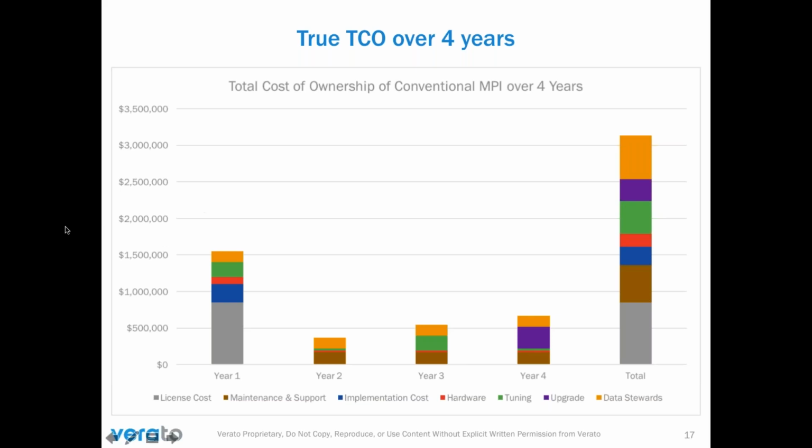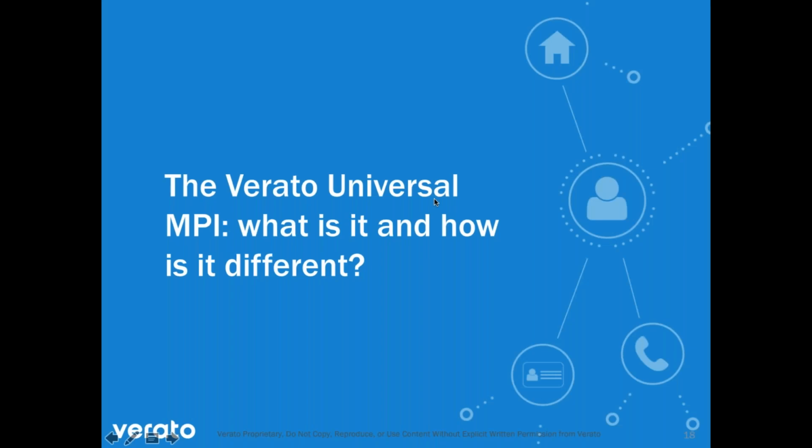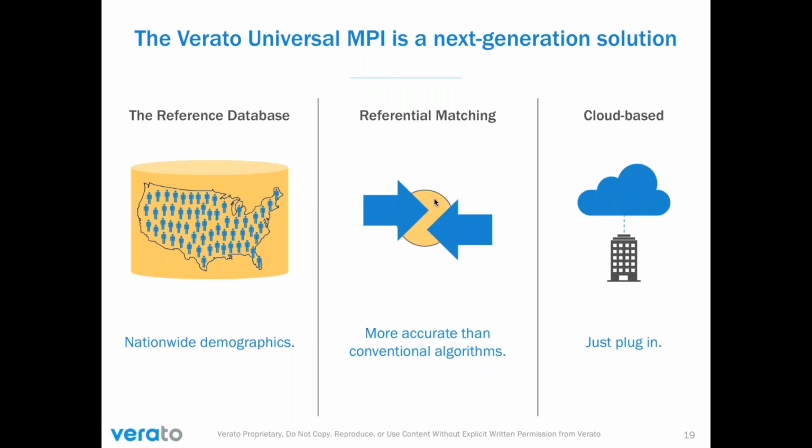So that's the idea with the traditional MPI approach. So what do we have to say that's different from that? So the Verato Universal MPI is a new MPI. We started in 2012 as a company, and we launched our UMPI at the beginning of this year. And it's a fundamentally different approach, both in the approach and also the technology that it's built on.